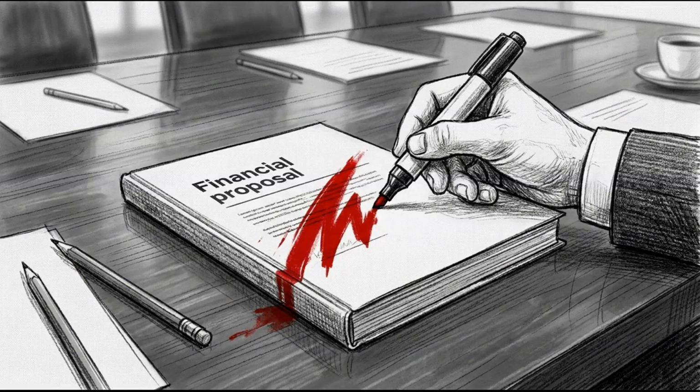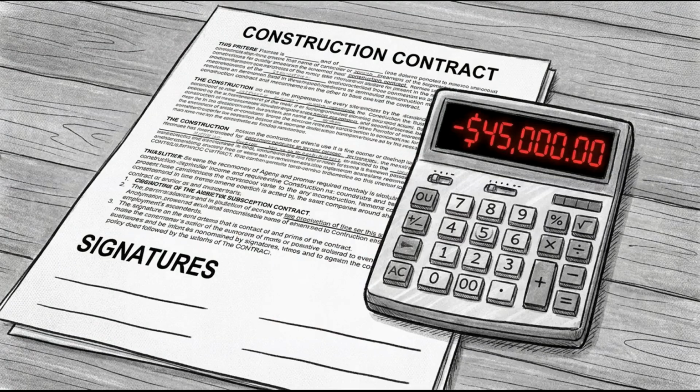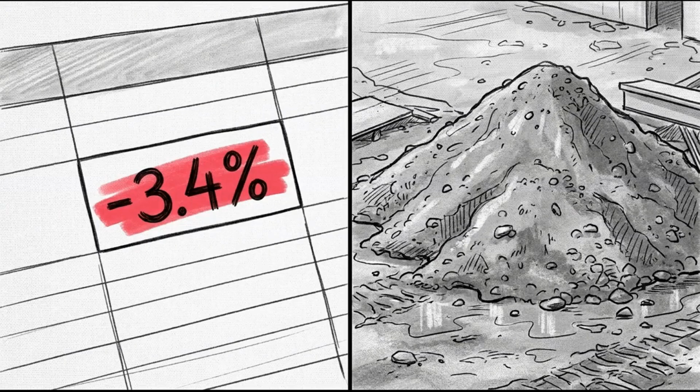When leadership arbitrarily lowers a mathematically calculated bid to win a job, they do not lower the physical cost of materials or labor. That arbitrary price reduction comes straight out of the 8% net profit floor. Direct bidding based on external market rates instead of your internal cost structure is a mathematical decision to operate at a loss. That initial 3.4% deficit quickly leaves the spreadsheet and hits the job site.